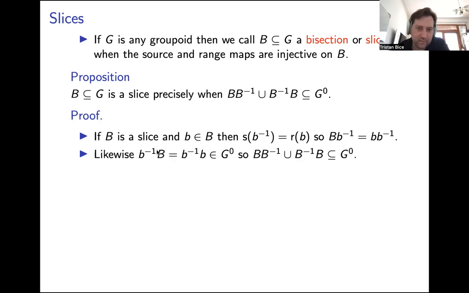And likewise, which is really where this would come in, b⁻¹b, there's only one possibility for what the valid products could be here. So again, it's b⁻¹b, which lies in the unit space. But this is true for all little b's in the big B. So this tells you that in fact, the union of all of these sets of this form again has to lie within the unit space. So slices indeed satisfy this inclusion right here.